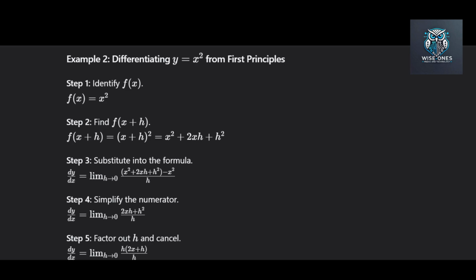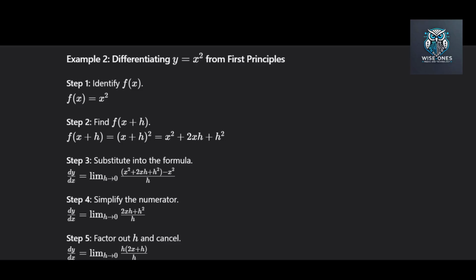We need to expand this bracket. Open bracket x plus h close bracket squared equals x squared plus 2xh plus h squared. Remember this expansion. It is very important. X squared plus 2xh plus h squared. Step 3. Substitute into the formula dy dx equals limit as h approaches 0 the fraction open bracket x squared plus 2xh plus h squared close bracket minus x squared over h.